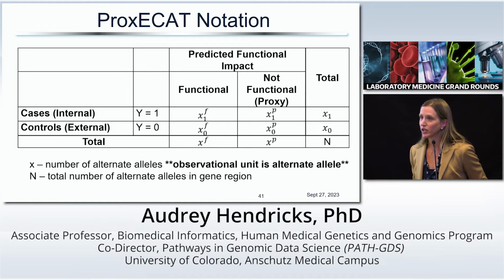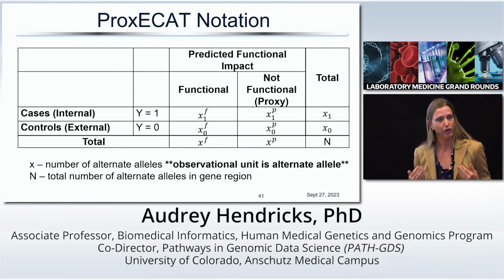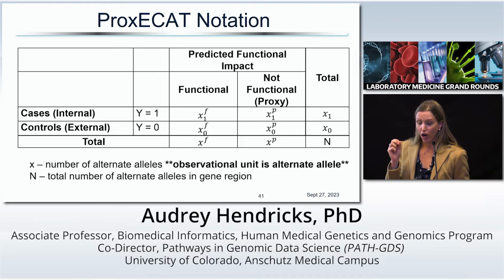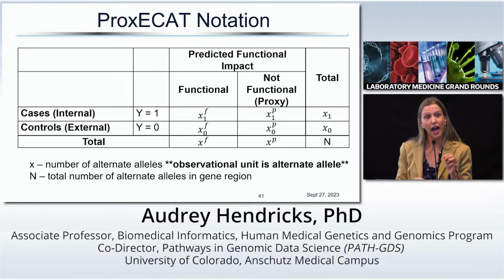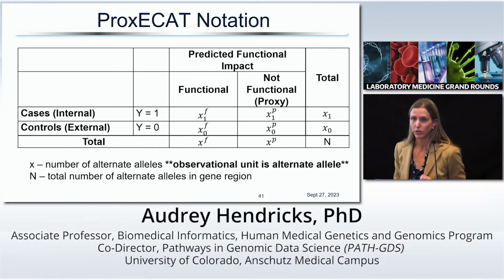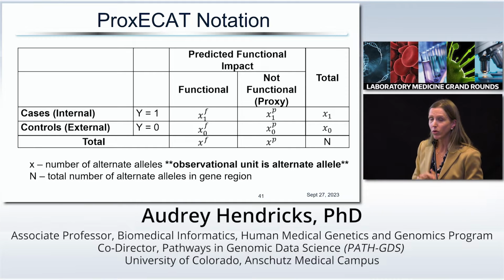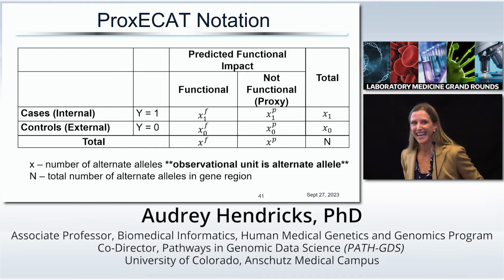Our observational unit here, the unit by which we gather and analyze our data, is our alternate allele, not a person. So usually when you do contingency tables, you're dealing with people, we're dealing with variants. Now you might also be thinking, I know how to analyze data from a 2x2 contingency table. And if you're thinking chi-squared test and a Fisher's test, you would be right.